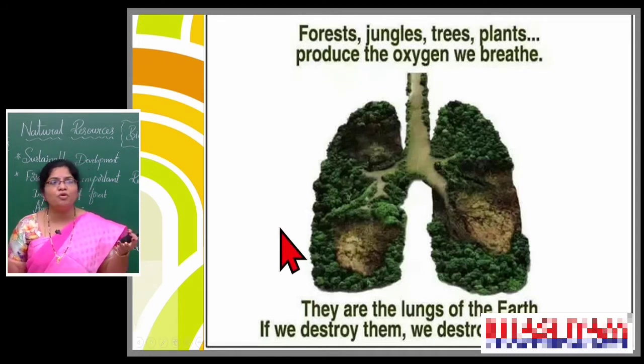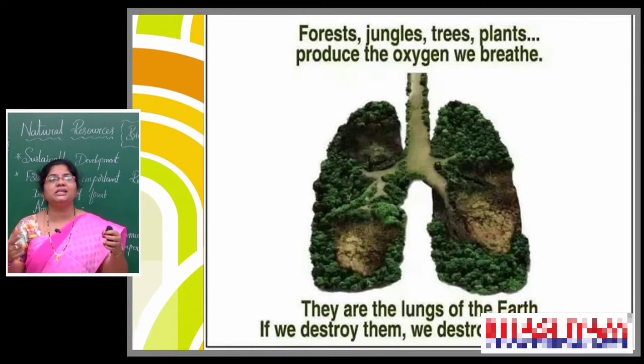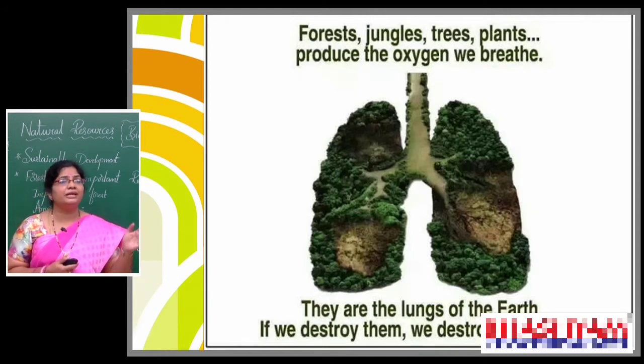So where you are able to observe more and more plants, different diversity, in a terrestrial habitat, that is nothing but a forest. So forest, jungle, trees, plants produce the oxygen we breathe. It produces a sufficient amount of oxygen that animals and humans need for the respiration process, children. The next important thing is that they are the lungs of the earth. If we destroy them, we will destroy ourselves.